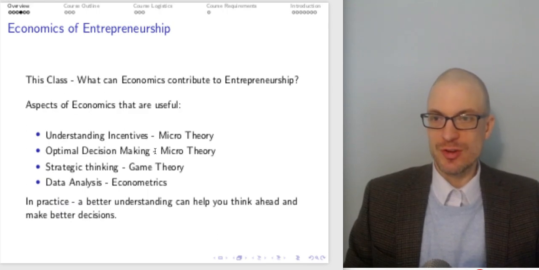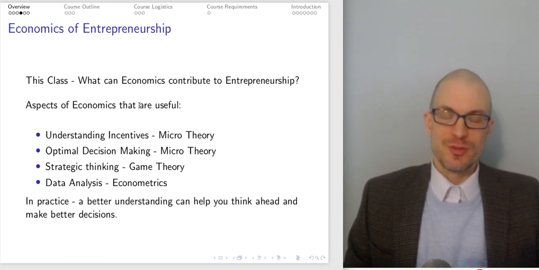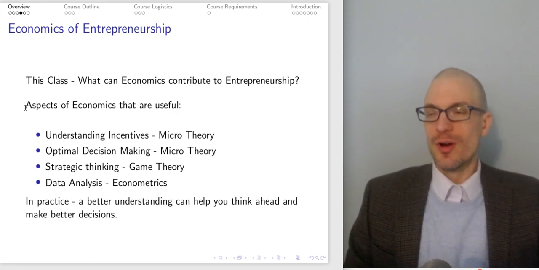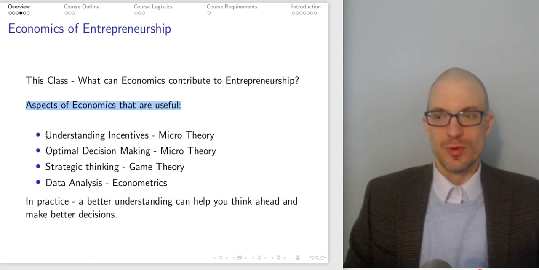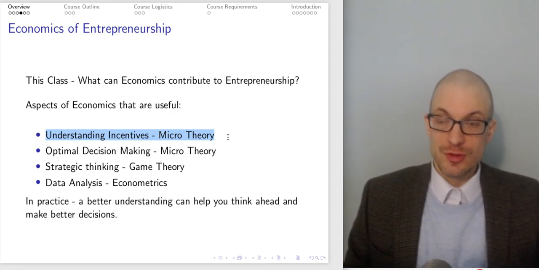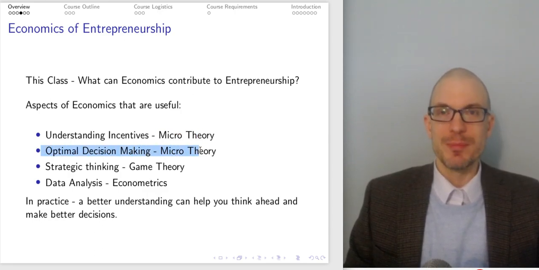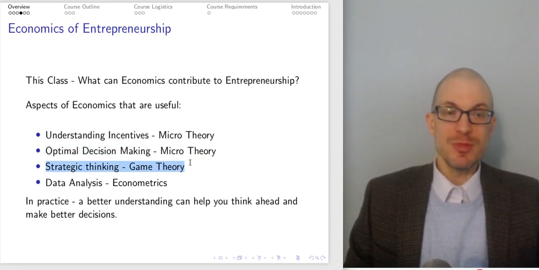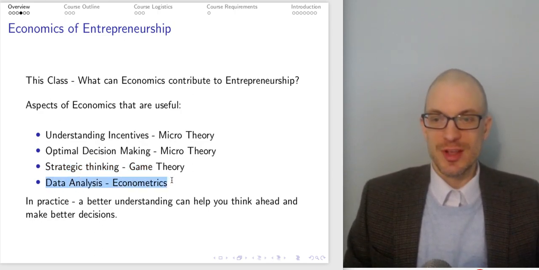So specific to this course, what are we seeking to do? For sure, this is an applied economics course with our subject matter of interest being entrepreneurship, but there are aspects of economics that are useful. There's a point to the class, which is that we want to understand the incentives facing managers, facing workers, facing consumers. So there are applications of microeconomic theory there. Optimal decision making, obviously another application of micro theory. Strategic thinking gives us applications of game theory. So we'll cover aspects of game theory in the course. And then data analysis, which rests on econometrics.